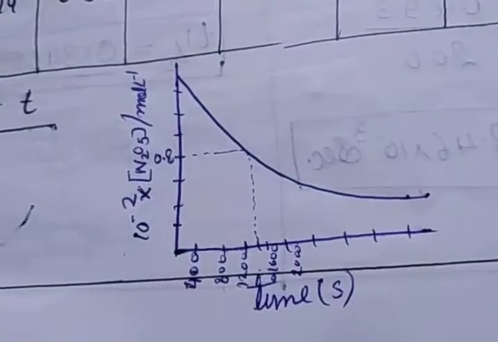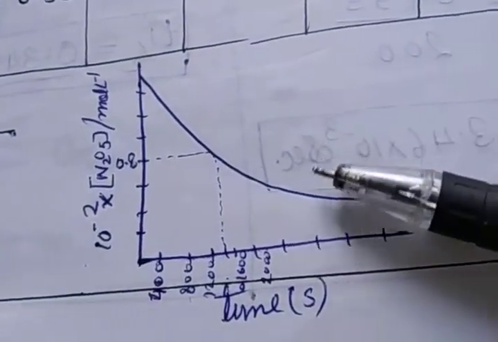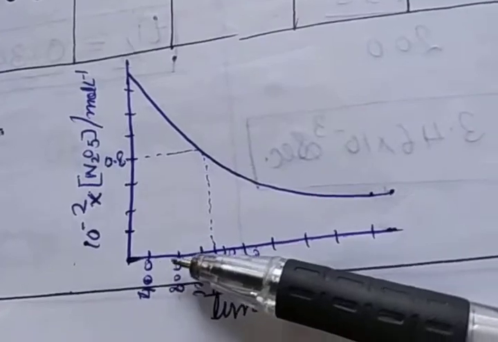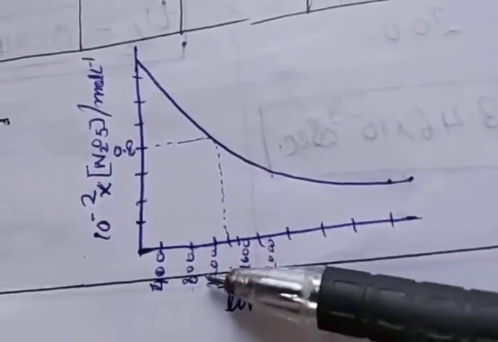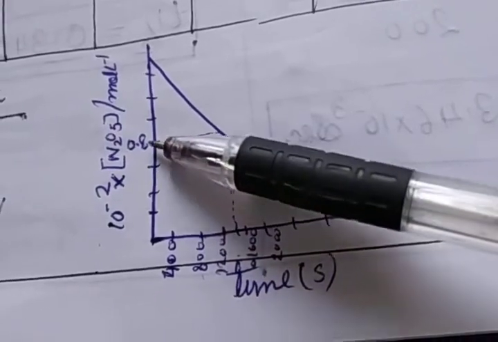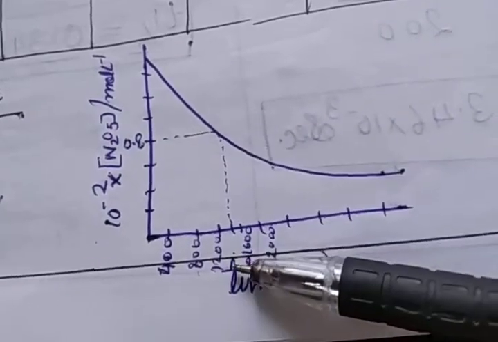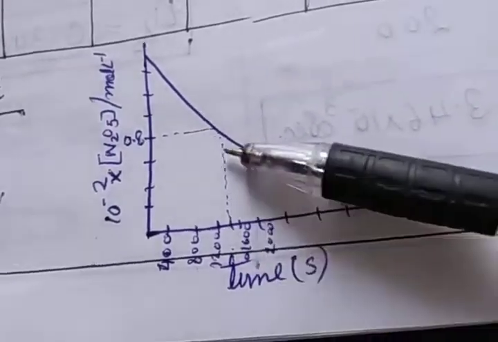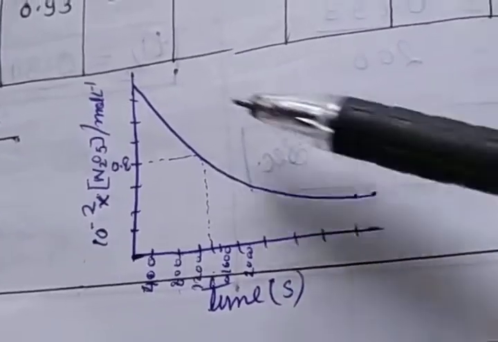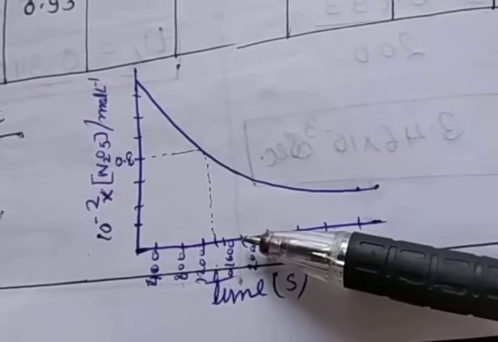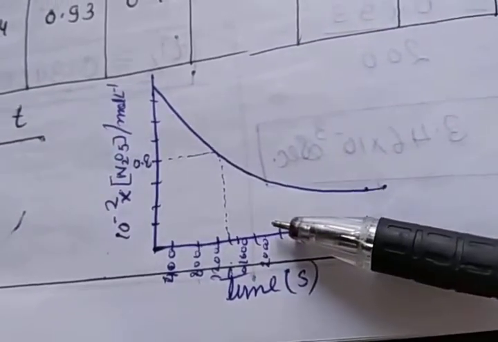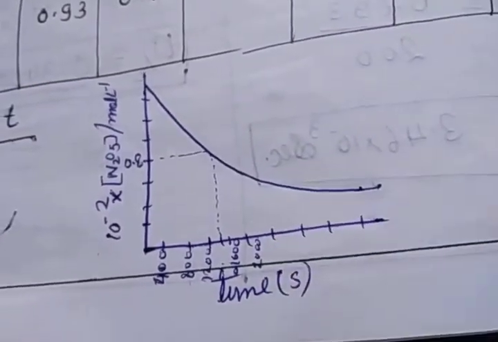Here you see, we have to match 0.815. So we match, and it is 1440 seconds. So when this concentration is matched in the graph, the time found related to this concentration is 1440 seconds.